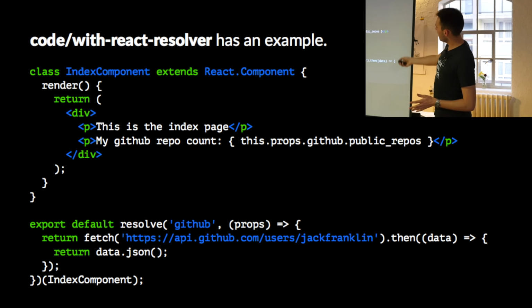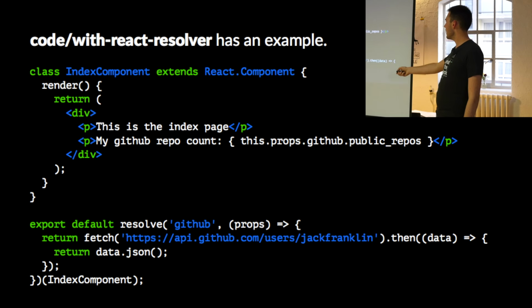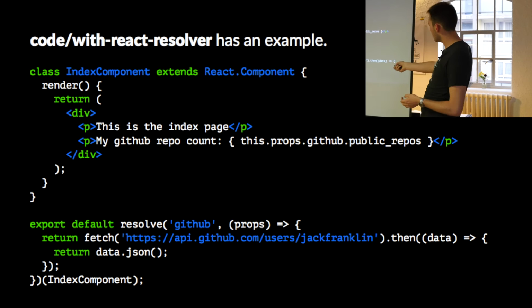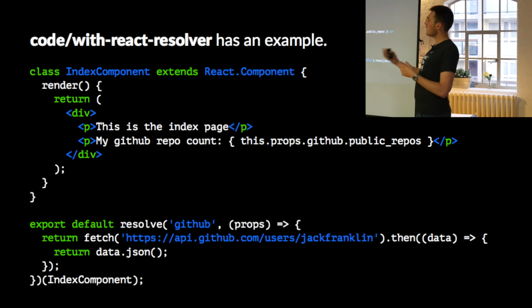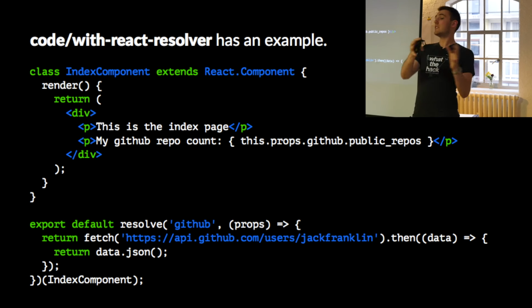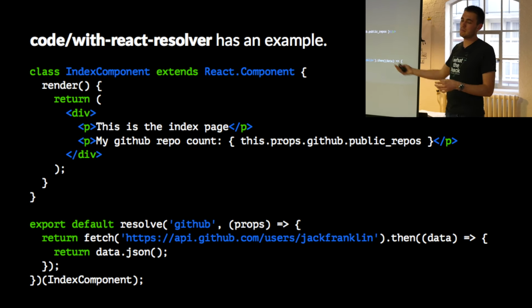What I can then do is down here, I can use React Resolver, which is where this resolve function comes from, to say the GitHub prop that I want defined on this component should be the result of fetching this URL and then returning the data from it. So React Resolver lets us basically say this component needs this data from some API.